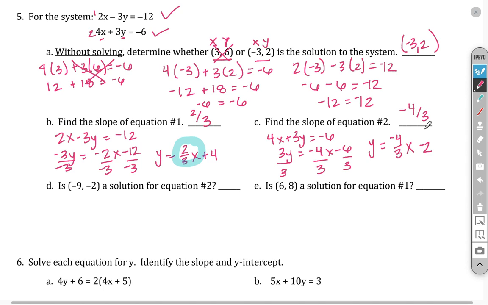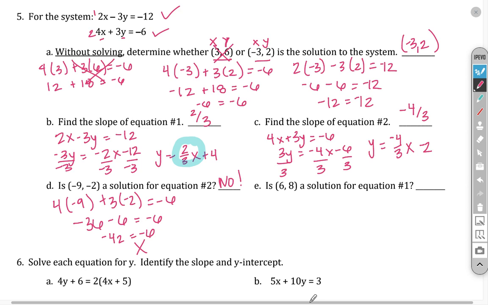All right. It says, is negative 9, negative 2 a solution for number 2? So let's plug it in and see. So we have 4 times negative 9 plus 3 times negative 2 equals negative 6. Right, so 4 times negative 9 is going to give us negative 36. And then 3 times negative 2 is going to give us negative 6. So then negative 36 minus 6 is going to give us negative 42 equals negative 6. So this does not work, so this is not a solution.